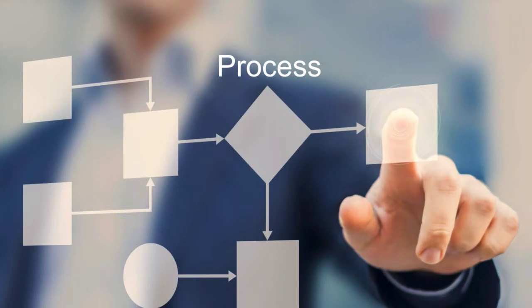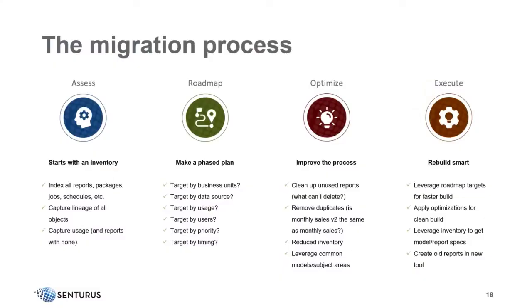Using a proven methodology, we can help greatly reduce the risk, cost, time, and effort. So let's take a look at that process. We have four major steps here. We've got the assessment stage, which we always recommend starts with an inventory. You need to index all your reports, packages, jobs, schedules, etc. We need to capture the lineage of all the objects, tie it back to the database tables and the fields. We need to also capture the usage and the reports with none.